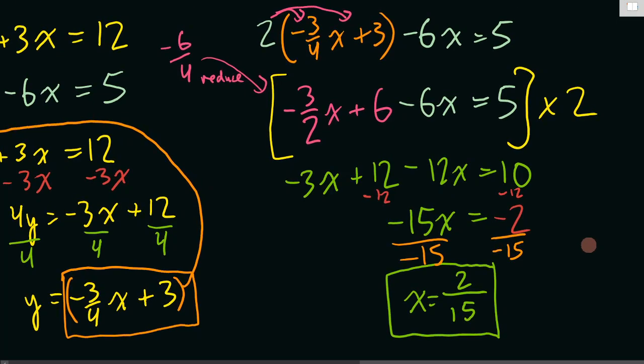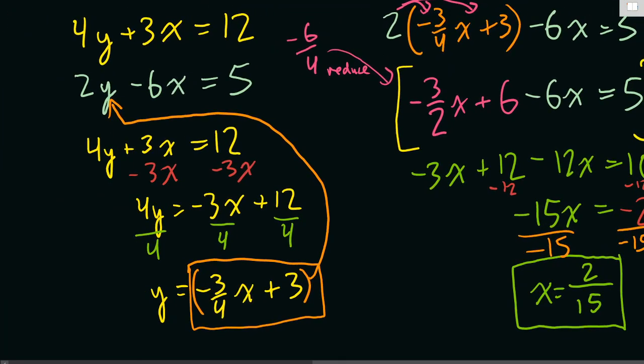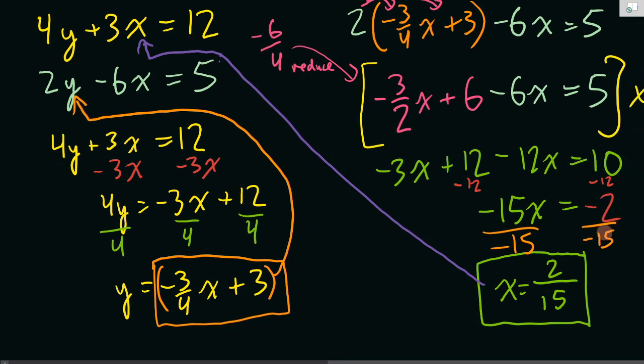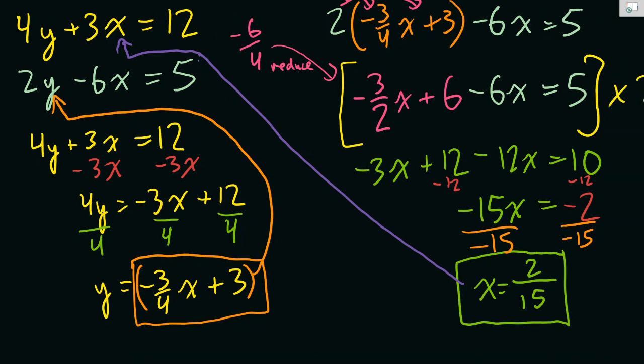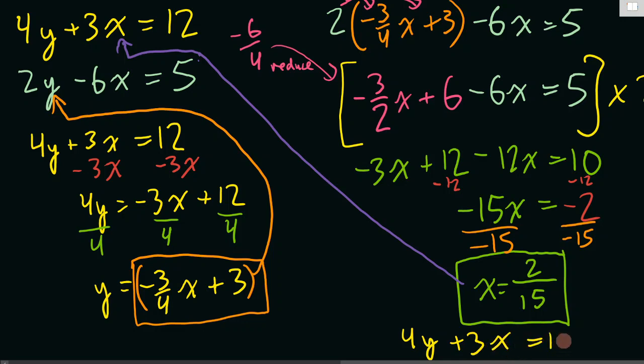So now we're going to take that value and sub it into our equation. We used the pale green equation to solve, so generally it's a good idea to sub into the other equation. So we're going to sub into our yellow equation up here. So x is 2/15. So I guess technically we're going to substitute it in here for x. So 4y plus 3x equals 12.